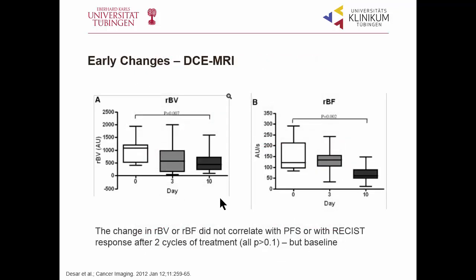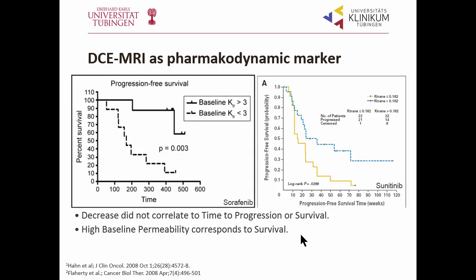We can see changes in DCE MRI as early as after 3 days, but many studies have shown that the decrease of perfusion did not correlate with the outcome, but the baseline perfusion did correlate with the outcome, and this is where DCE MRI might play a role in clinical trials. There were 2 trials that assessed the response towards an anti-angiogenic therapy, and they could see that a high baseline K-trans meant long progression-free survival, whereas a low K-trans at baseline meant poor prognosis. And this makes sense because a hypervascular tumor is going to respond better towards anti-angiogenic drugs.